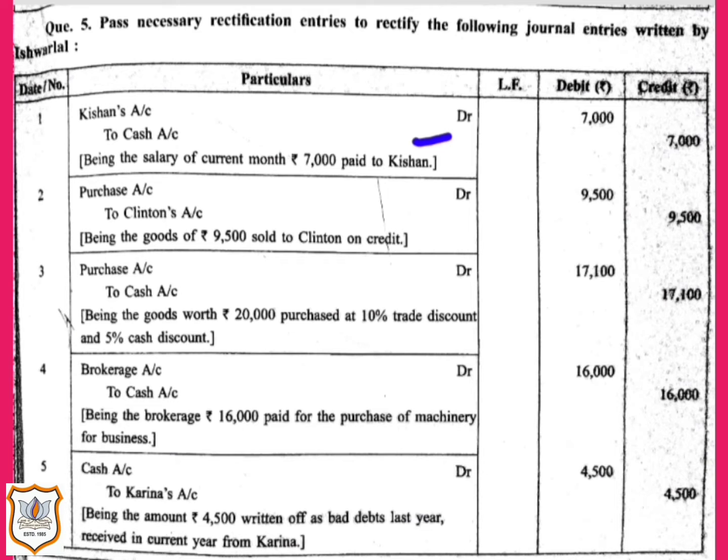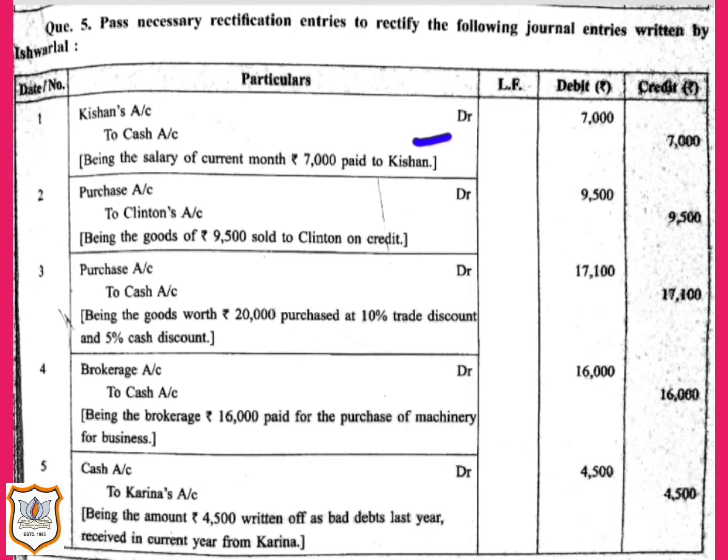And now we will apply the second principle, that is, undo what is wrong. First we will have to identify what is the wrong entry passed. Here Kishan's account is debited, that is the wrong entry. That means salary account should have been debited, and Kishan's account debit is wrong. So this one needs to be reversed, or we can say that it should be credited in the rectification entry. So here Kishan's account will be credited.